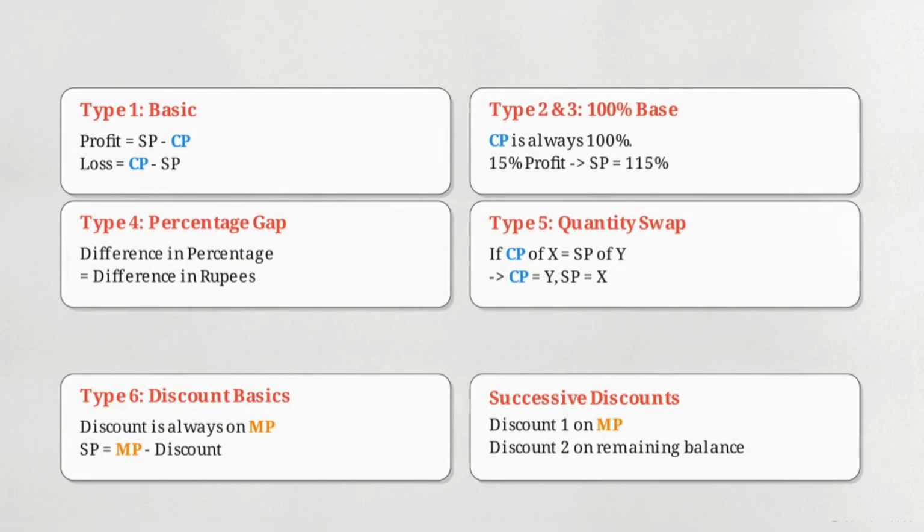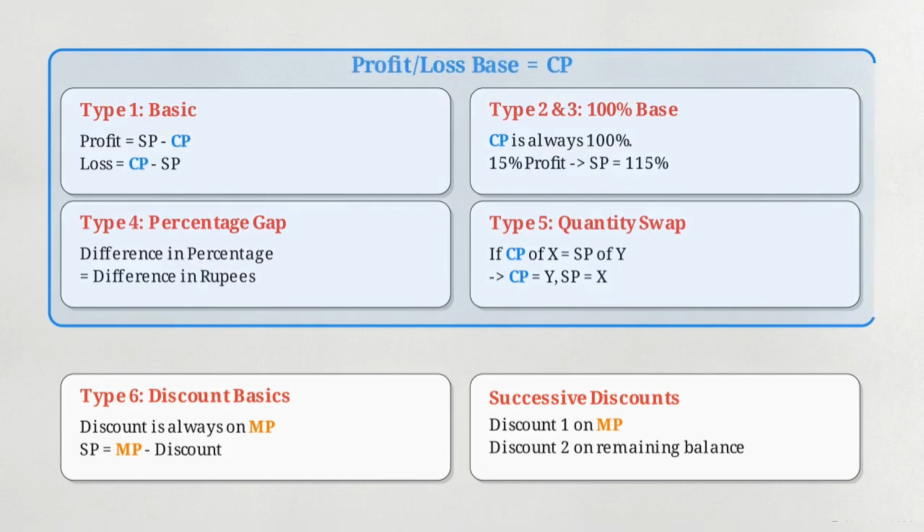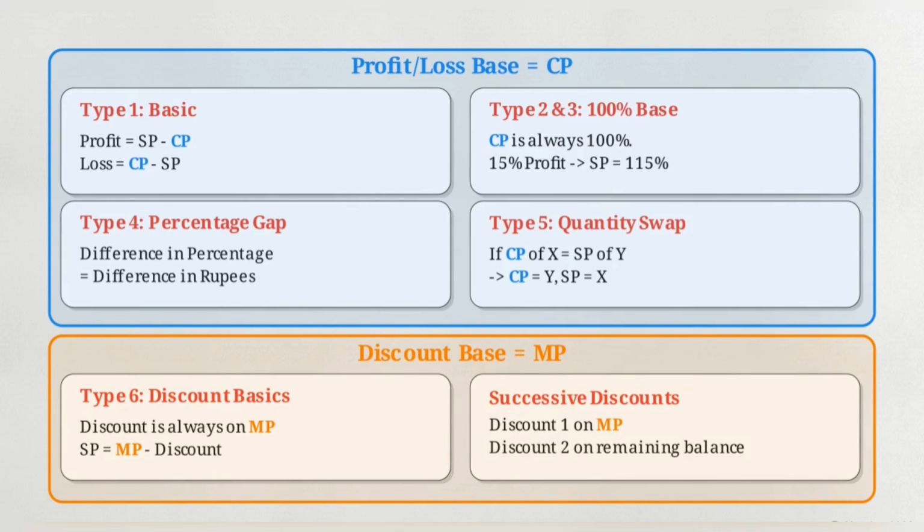This grid summarizes the 6 scenarios we covered. The consistency of these problems relies on identifying your respective bases. Use cost price for profit and loss and marked price for discounts.